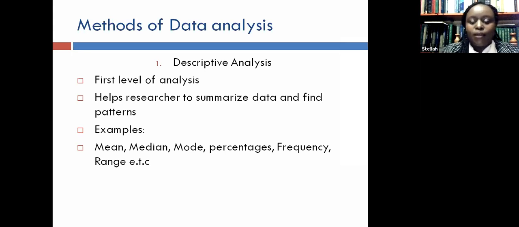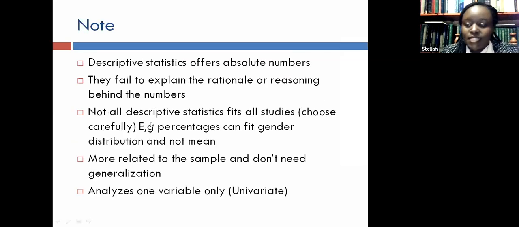And these ones, they're the main ones that we use if you're conducting quantitative research. So the descriptive statistics, they normally give you an absolute number. Like I said, 20%, a frequency of 5, they give an absolute number, but they don't give you a reasoning behind the number. So if I say that 20% of my respondents were female, there is no reasoning that comes in behind the 20%. It's just an absolute number. It's just 20%.